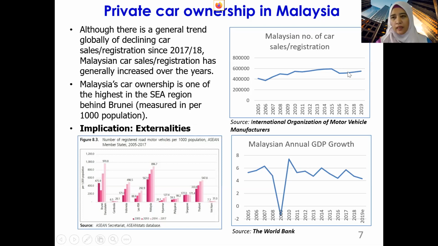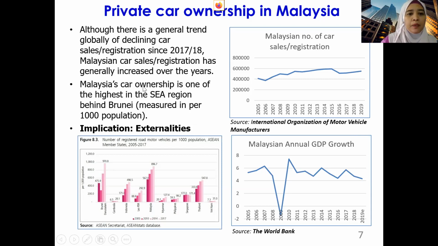Why is that? An answer could be provided here by the fact that we now have more people doing Grab, so they need to buy their own cars. That's why, despite the fact that we have a fall in our GDP growth, there's an increase in private car consumption, because people may be laid off from their job, businesses may close, so the alternative is Grab, Uber.